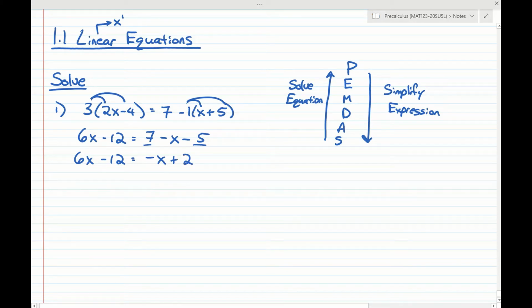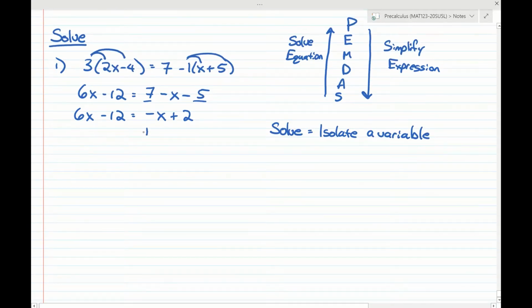Let's get all the x's on one side. What solve means is isolate the variable. That's what it actually means to solve. Isolate just means get it by itself. So let's get all the x's on one side, and let's get all the numbers on the other side. We get 7x is equal to 14, and if we divide by 7, we get that x is 2. That's how we would solve a problem like that.